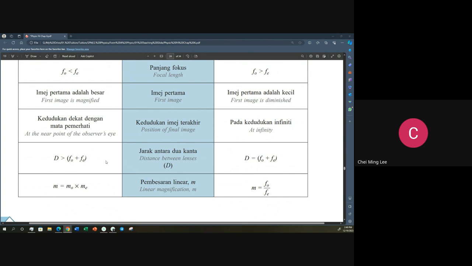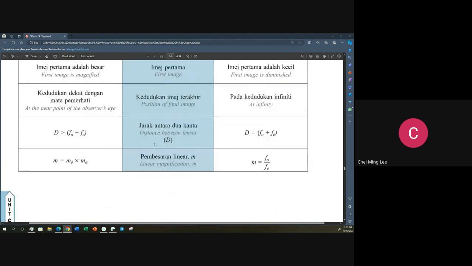So the total distance between both lenses will be bigger than the focal length of the objective plus the focal length of the eyepiece. While for the telescope, the distance between lenses will be the summation of the objective lens focal length plus the eyepiece focal length. For the linear magnification, it will be MO times ME, where for the telescope M equals FO divided by FE.